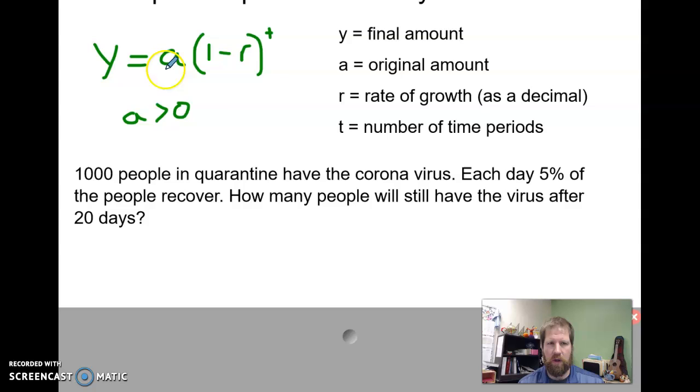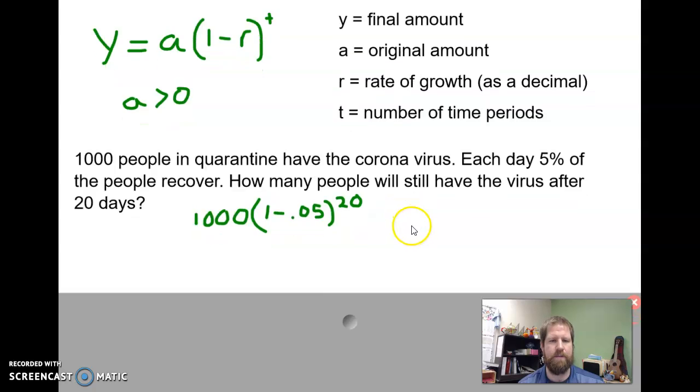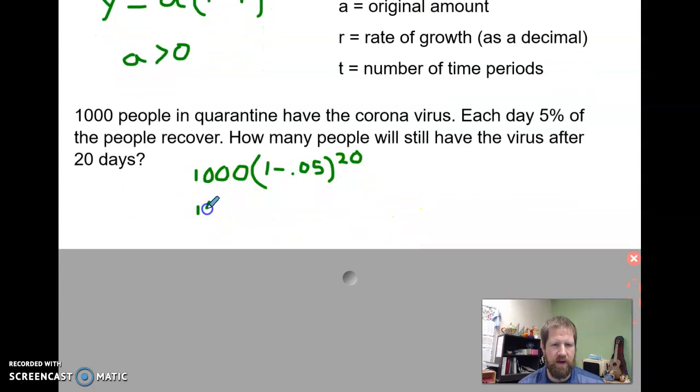Okay, so we are really just still plugging in values. I've got 1,000 people, 1 minus 5% as a decimal, 0.05. All right, and then we take that to the time period. We're going for 20 days in this case. It doesn't really matter if the time period is days, years, 2-month periods, whatever, as long as you're making sure that you know what the time period is and that those match up.